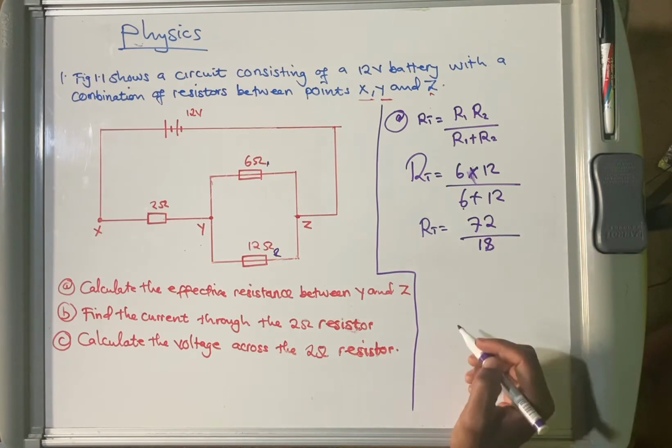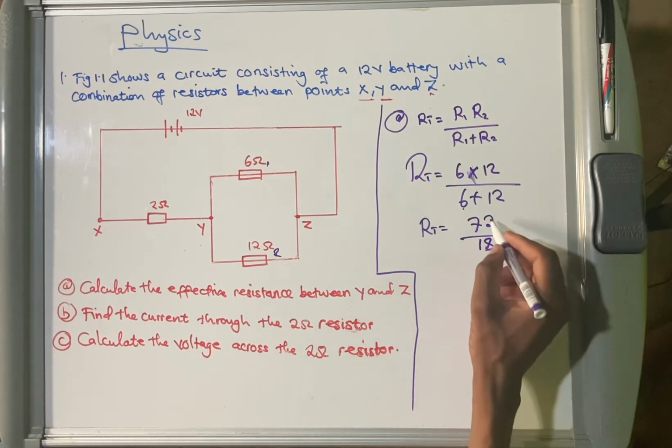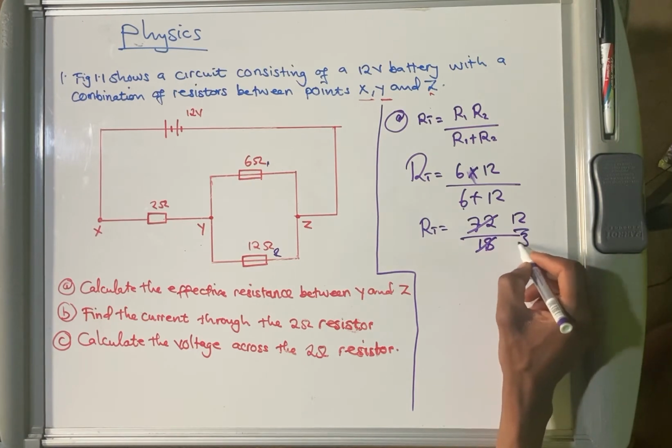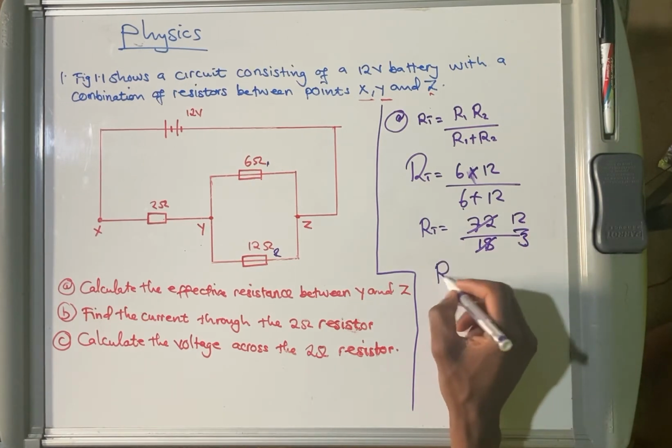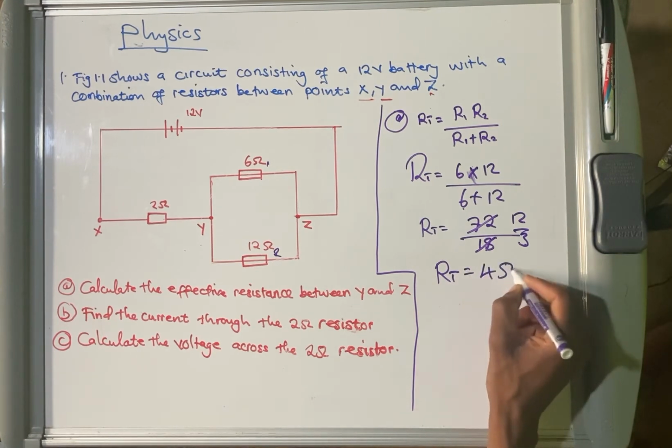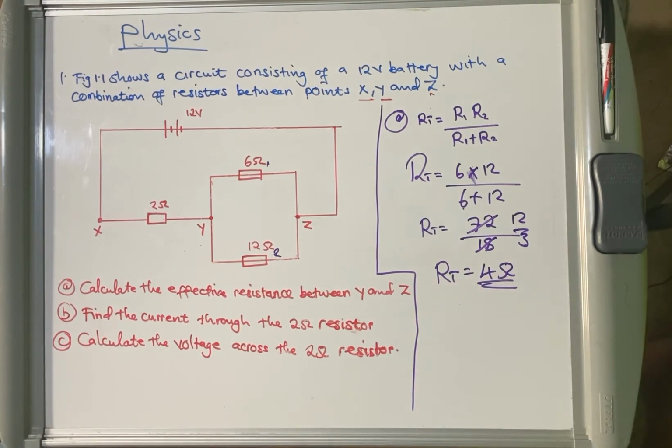Okay, so we can reduce this number. 6 into 72 goes 12 times. 6 here goes 3 times. 3 into 12 goes 4 times. So total resistance is equal to 4 ohms. Okay, good. That's how we do it.